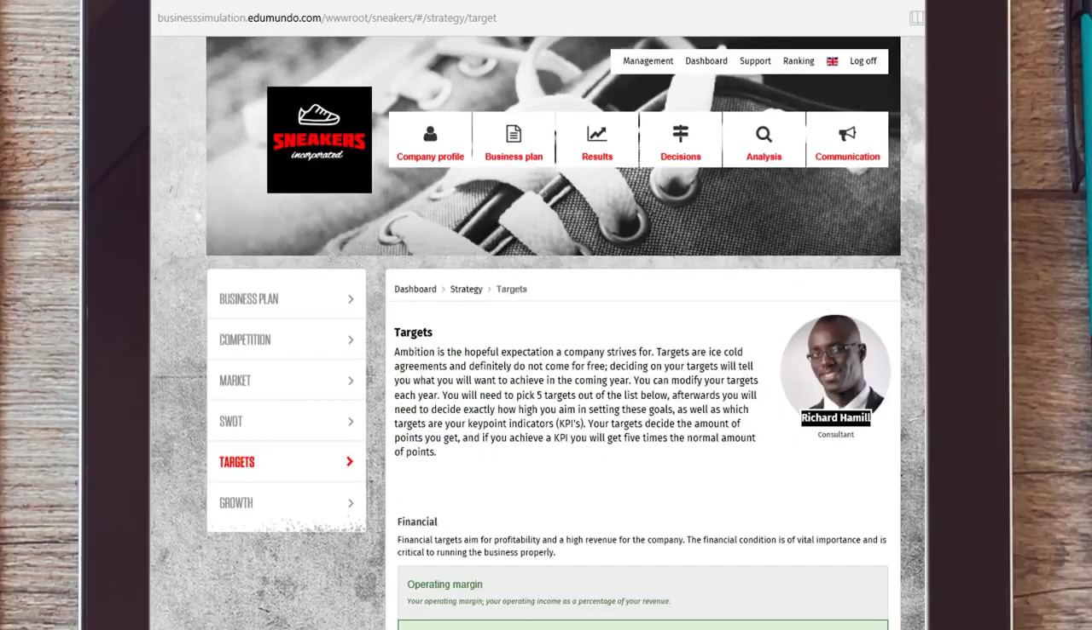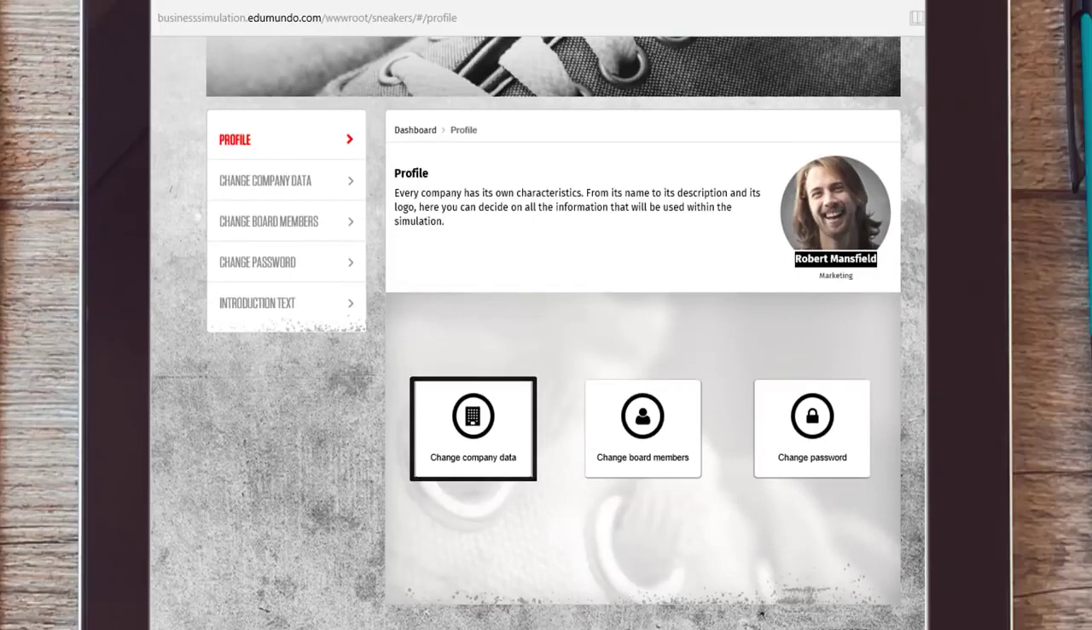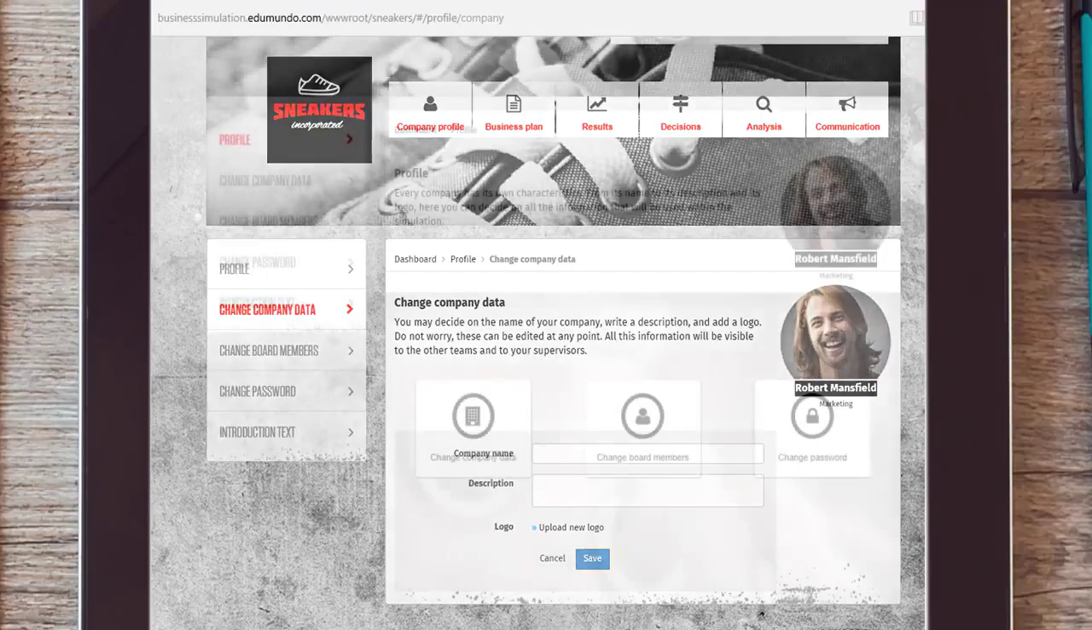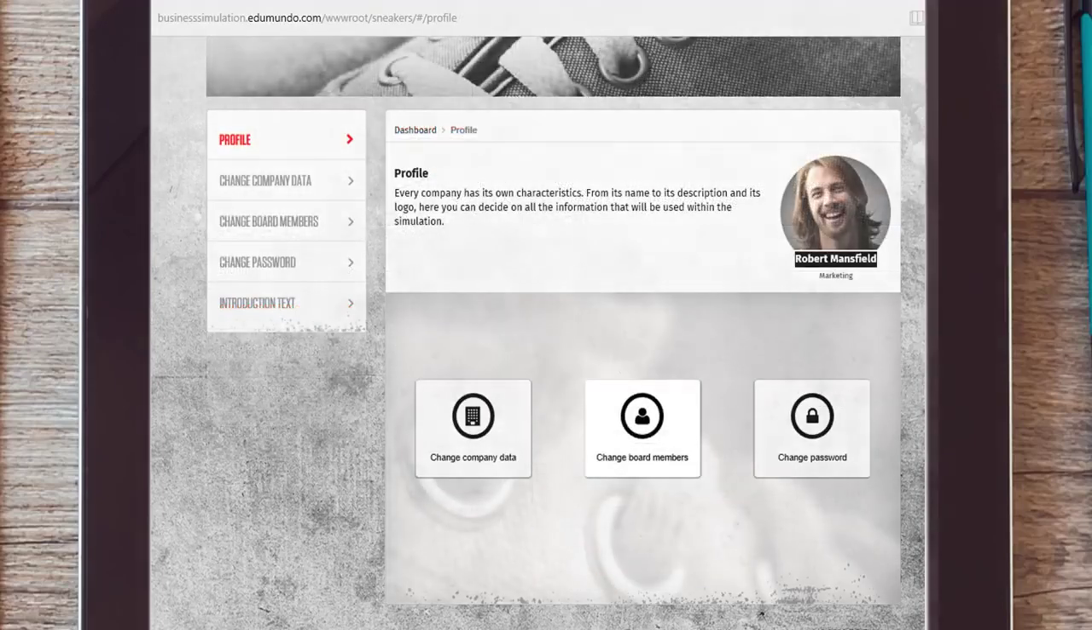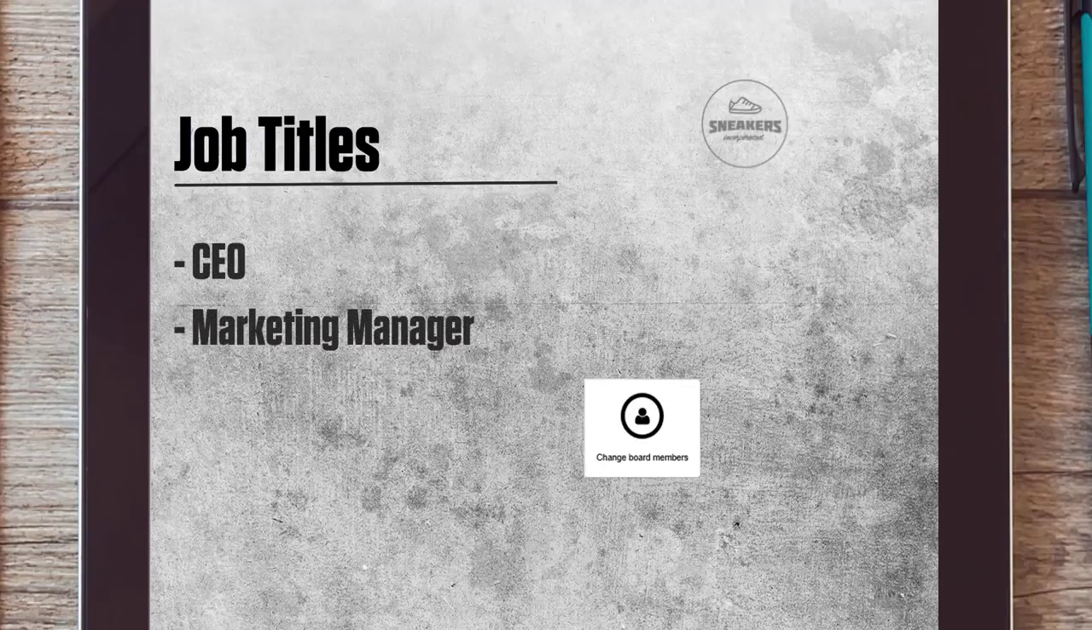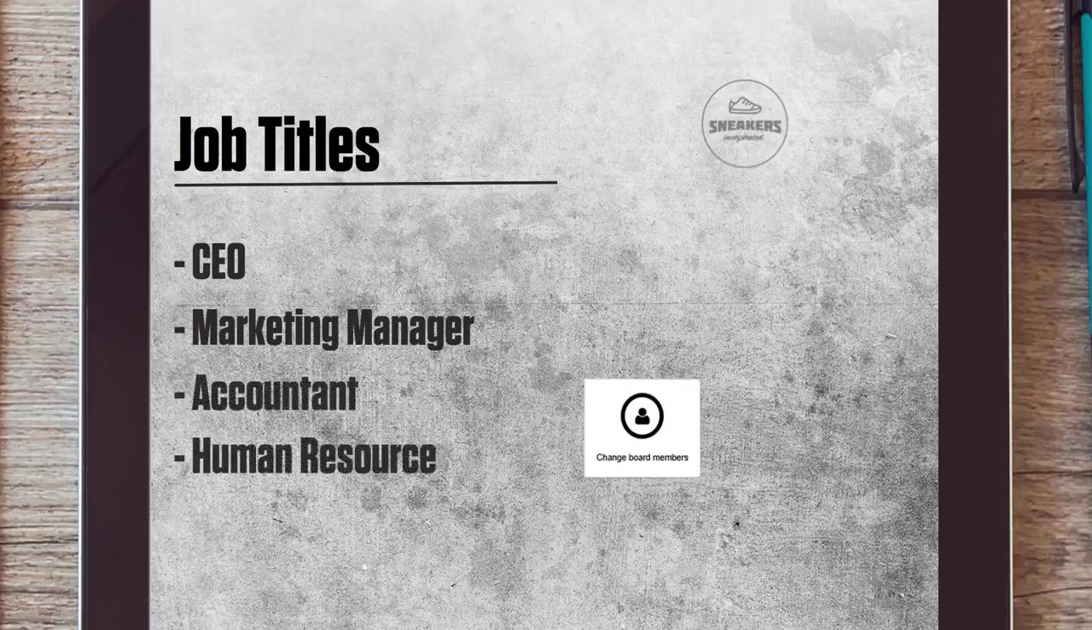After you've made a business plan and a decision on which market to enter, you have to make a company profile. Think about a name for your company's sneaker brand and come up with a logo. When determining your name and logo, keep the relevant market that you have decided upon in your business plan in mind. Then, add members to your team and determine their job titles. Consider who is going to be CEO. Also appoint a marketing manager, an accountant, and a human resource manager.